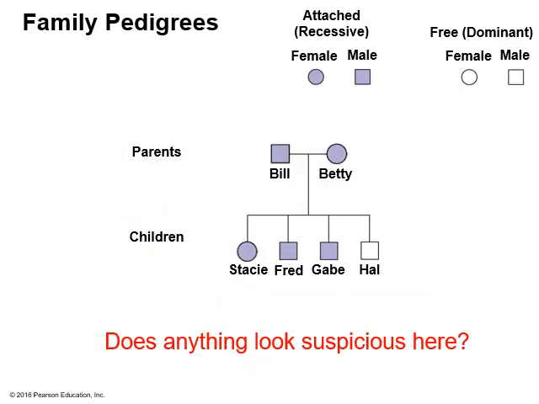We can look at a family tree, and sometimes we can see when something might be suspicious. For instance, here we have a hypothetical family tree with Bill and Betty, who have kids Stacy, Fred, Gabe, and Hal. Bill and Betty both have the recessive traits, okay? Because they both have recessive traits, that means that they both have 2 copies of the recessive allele. Remember back to the first part of chapter 9, in the chapter 9a video lecture, we talked about alleles and how there are recessive alleles and dominant alleles.